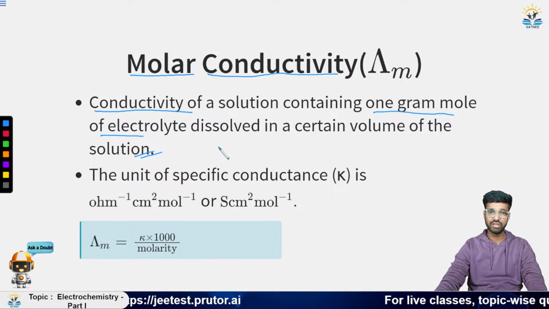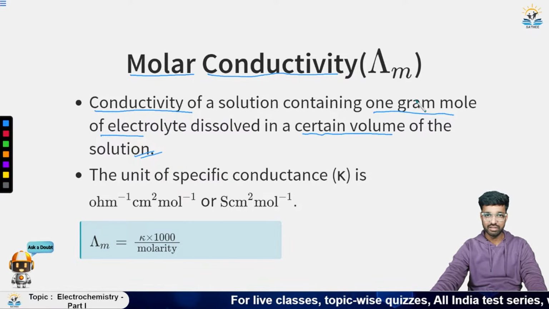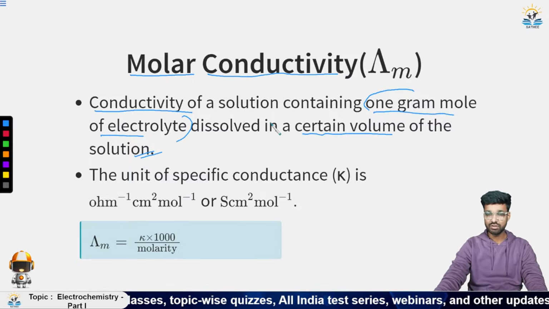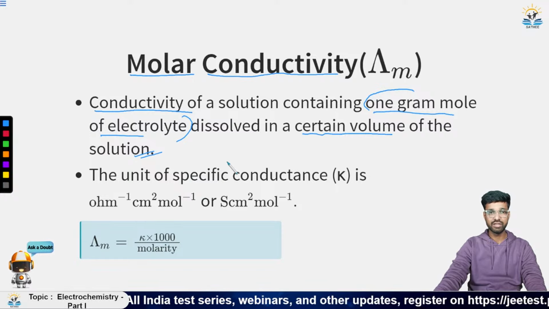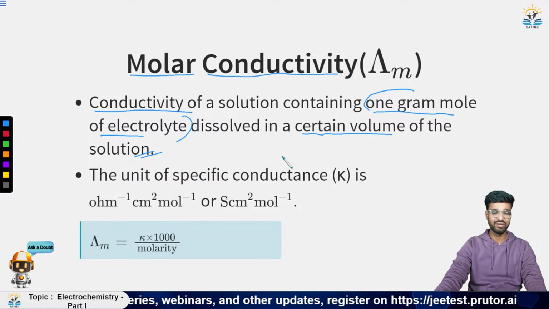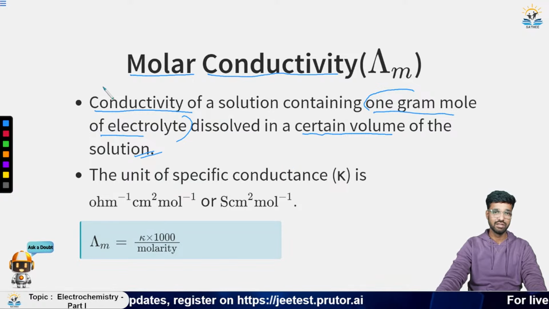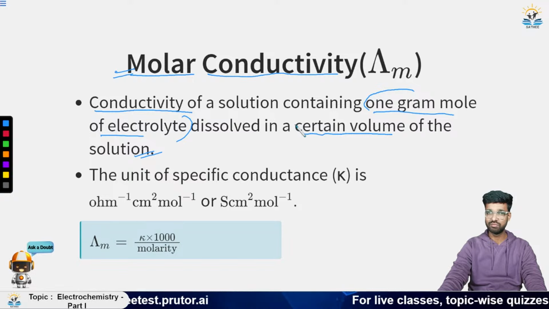Now one thing to mention is that the volume of the solvent is not fixed, only the number of moles of electrolyte is fixed here. So you can dissolve this 1 gram mole of electrolyte into 1 liter or 2 liter or 3 liter. It does not depend on that. Molar conductivity is basically putting a barrier on the number of moles that you are dissolving in a given amount of solution.